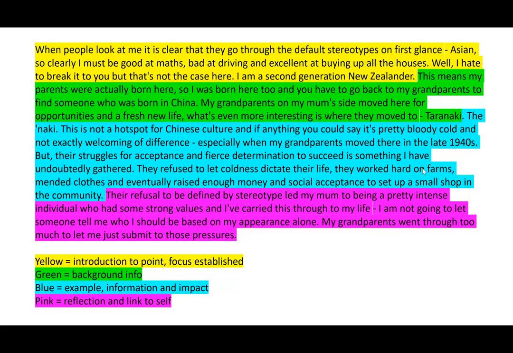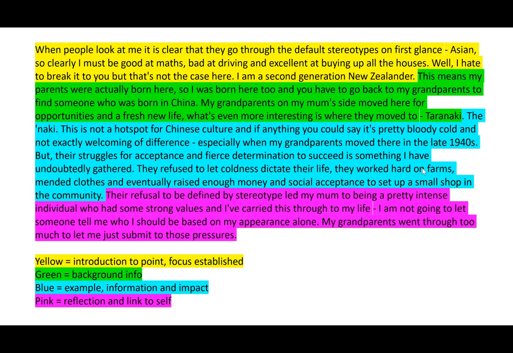And they've talked about stereotypes, they've tried to use some listing, and they've tried to talk about a little bit of humour in there. So that's really important. And it's clear from there that they're probably going to talk about their origins and being Asian and being Chinese. The green provides information about the family and the background.